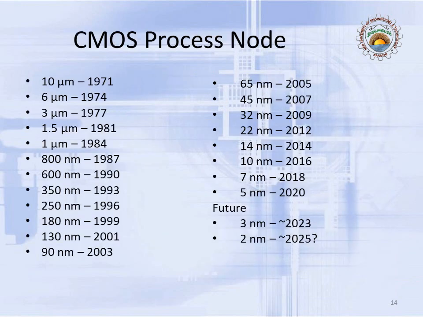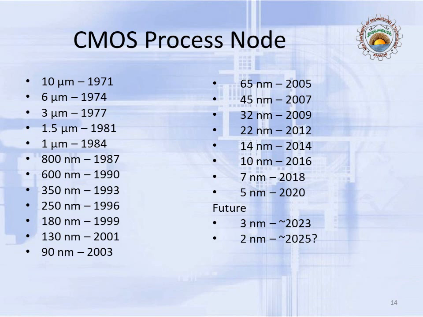How does the CMOS technology progress at such a rapid pace? Actually, it is because of the miniaturization of the size of the transistor. Some serious efforts were made to reduce the size of an individual transistor so that more and more transistors can be crammed into a small area. So this is about this. This is called the CMOS process node.